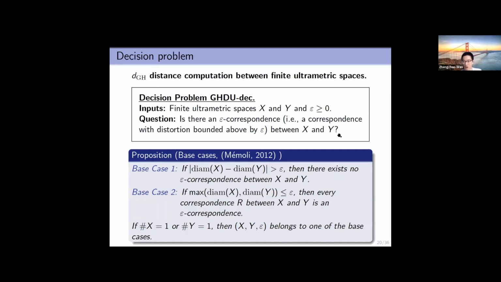There are two base cases where the problem can be solved immediately. Case 1, if the difference between diameter values is greater than epsilon, then there exists no epsilon correspondence. Case 2, if the maximum of the diameter values is bounded above by epsilon, then any correspondence is an epsilon correspondence. And note that if one of the spaces has cardinality 1, then the tuple X, Y, epsilon belongs to one of the base cases above.